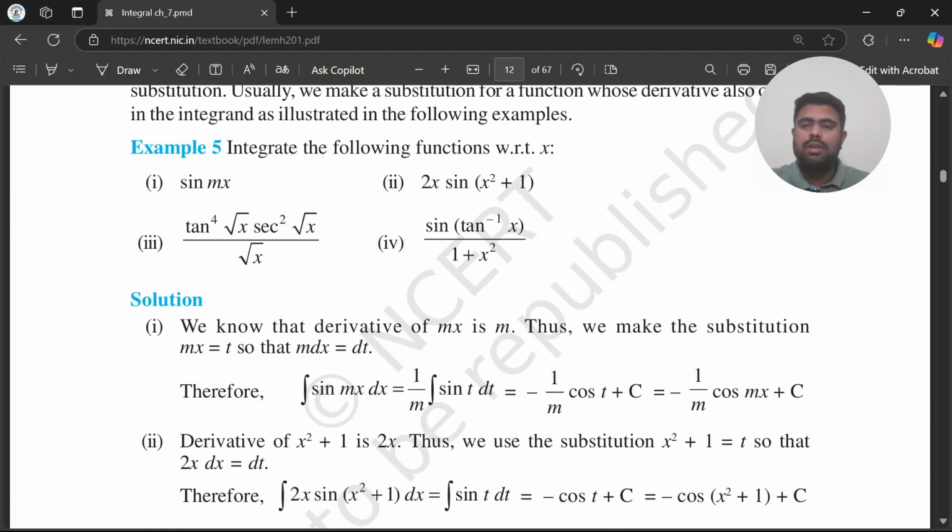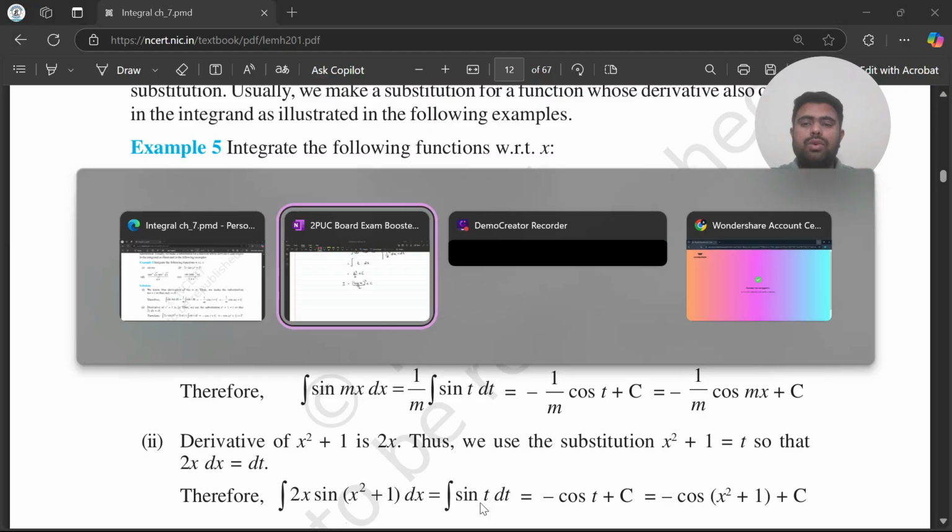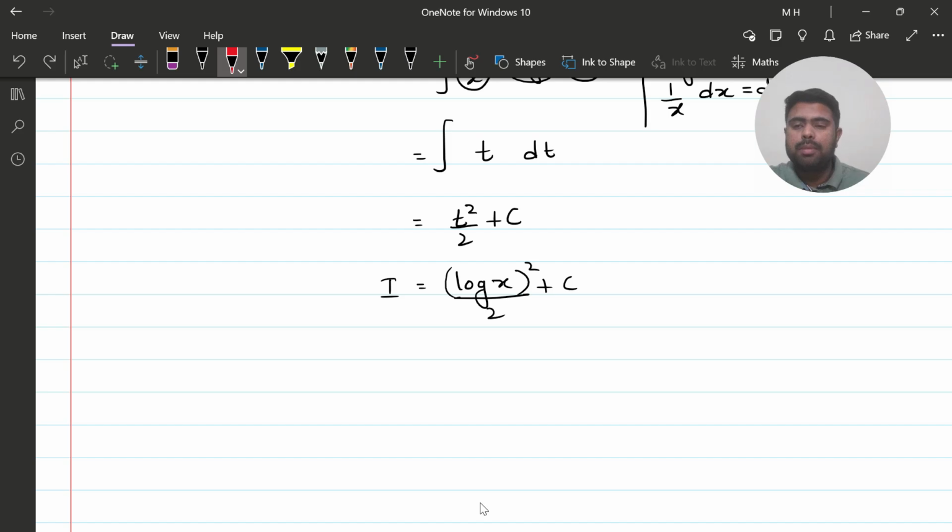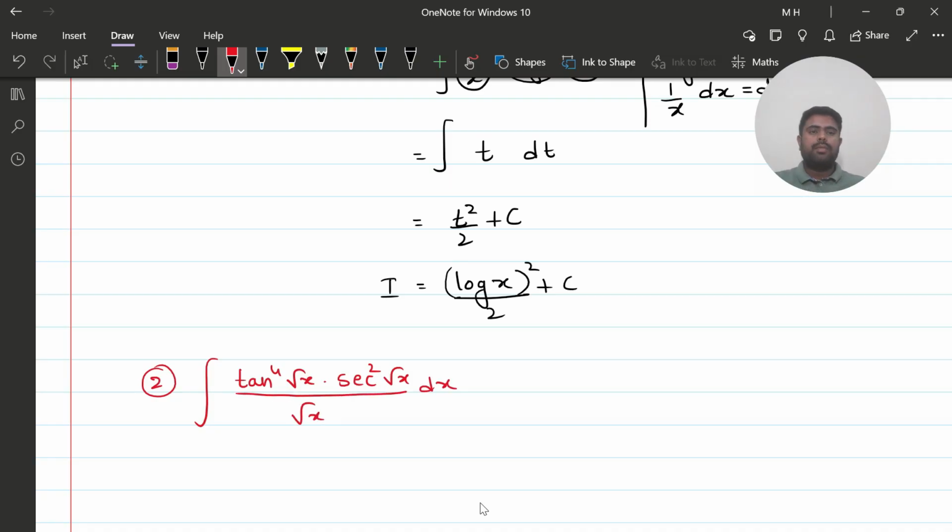So we have the second problem: integral of tan raised to 4 root x into secant square root x divided by root x dx. Now I don't know the integral of tan raised to 4 x. How will I even integrate this? It looks complicated, but it's not very complicated.